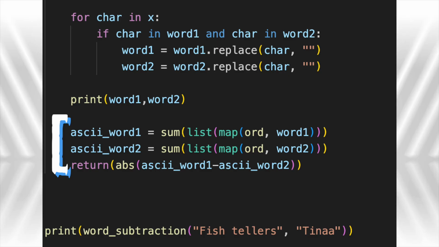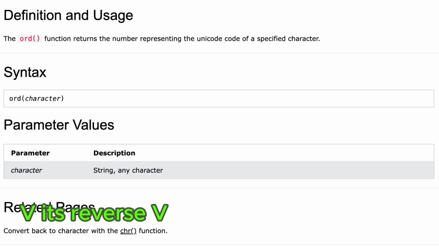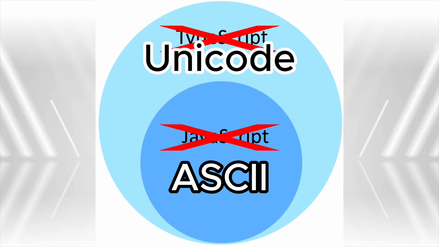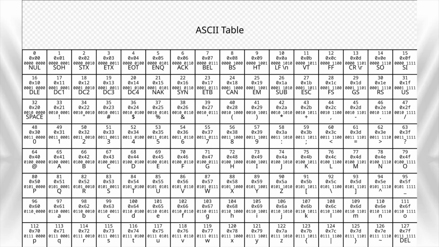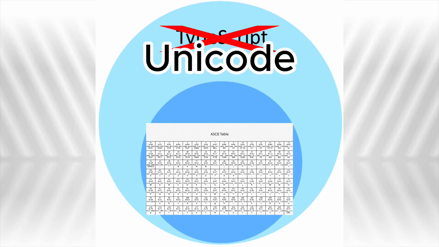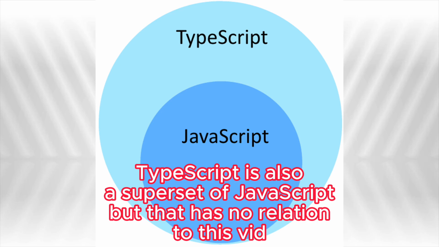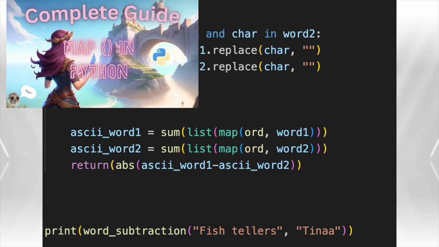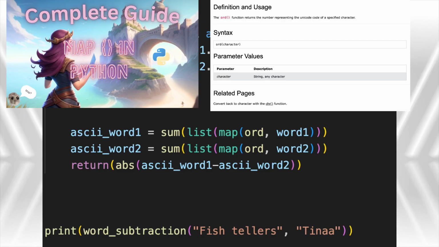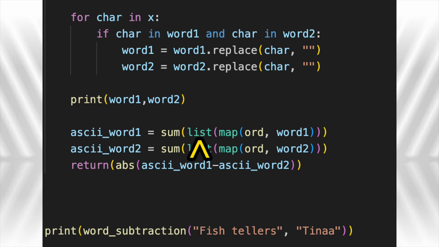For the final bit, we're calculating the ASCII values of each word separately and finding the difference. For this, we are using the function ord, which converts a character into its Unicode value. Remember that Unicode is a superset of ASCII, so the first 128 symbols of Unicode are the same as ASCII. We use the map function to apply the ord function to every character in word 1 to be stored into a list. All values are added using sum and stored in the variable ascii_word1. The exact same process happens for word 2.